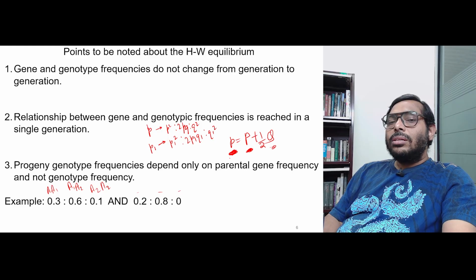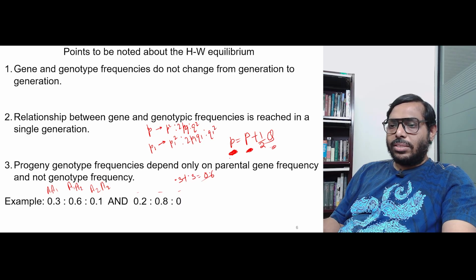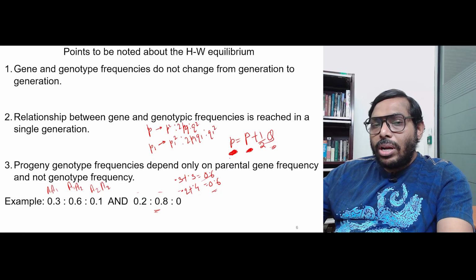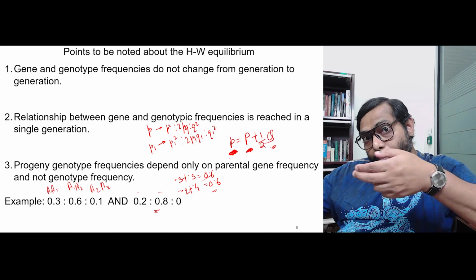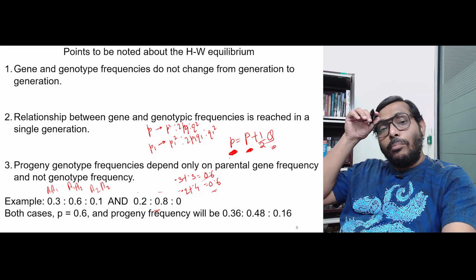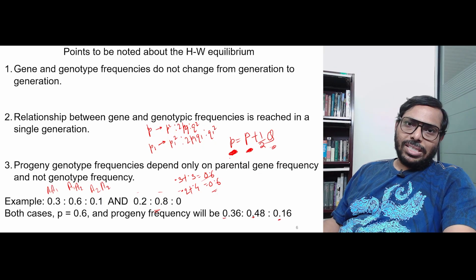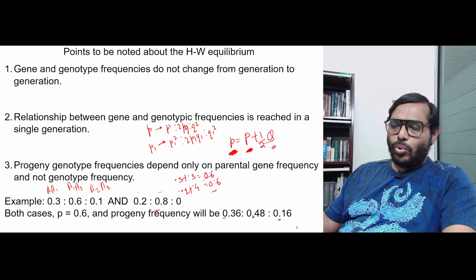Now, what are my gene frequencies in these two cases? In the first case, this is 0.3 plus half of 0.6, which is 0.3, which means 0.6. In the second case, this is 0.2 plus half of 0.8, which is 0.4, which means my gene frequency is again 0.6. So, in both these cases the gene frequencies are the same, and therefore, the genotypic frequency in the progeny generation, in the next generation, in both cases is going to be 0.36 : 0.48 : 0.16, which is simply 0.6 squared and so on and so forth.